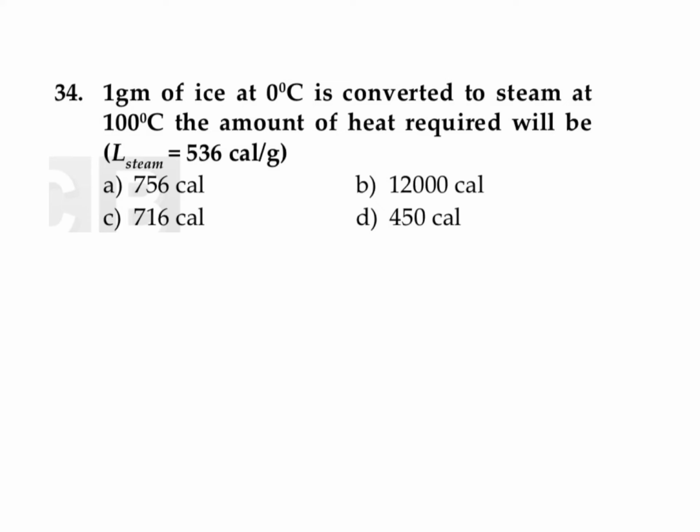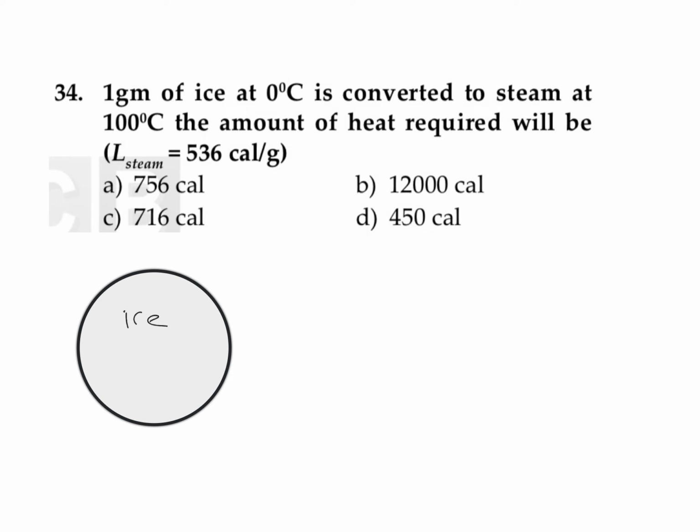In this question, it is given that 1 gram of ice at 0 degrees Celsius is converted into steam at 100 degrees Celsius. The amount of heat required will be... So we can just consider it part by part. In the first case, it was something like ice at 0 degrees Celsius.